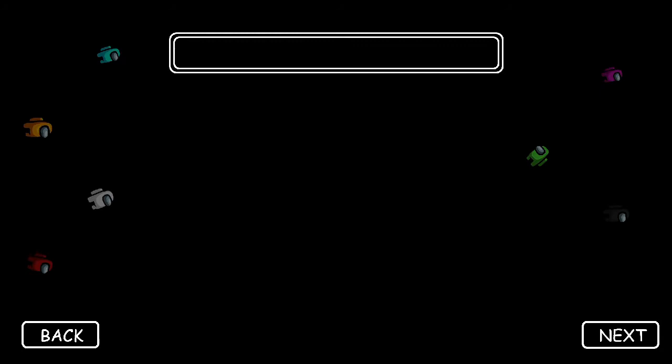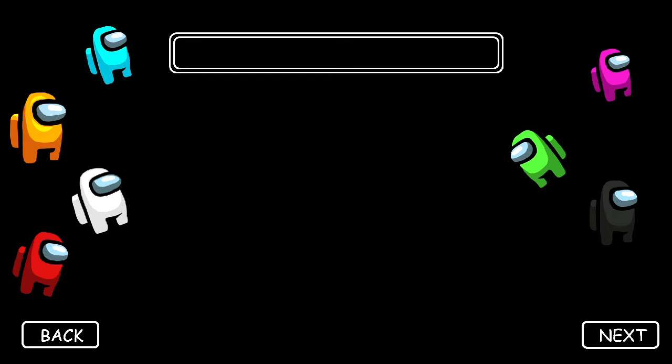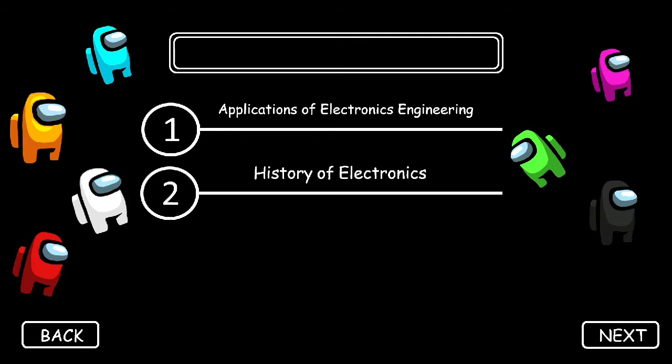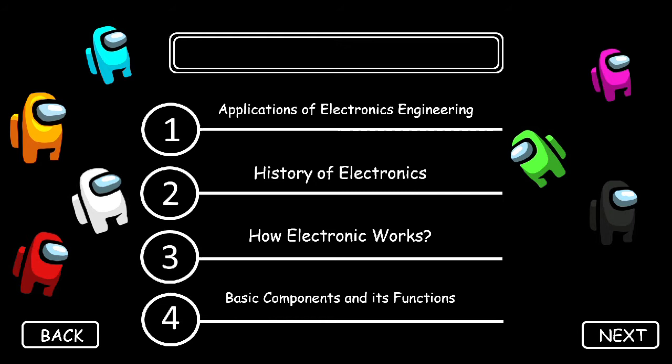So for today, I will be discussing these following four topics, which focus on its application, its history, how it works, and of course the basic components and its functions.